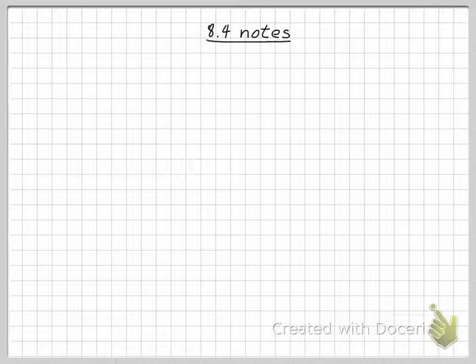So in previous lessons we went over the concept of parallelograms, what a parallelogram is, and what the properties of parallelograms are. Well, today we're going to go over three specific special types of parallelograms, and those are rhombuses, rectangles, and squares. So let's hit some definitions first.